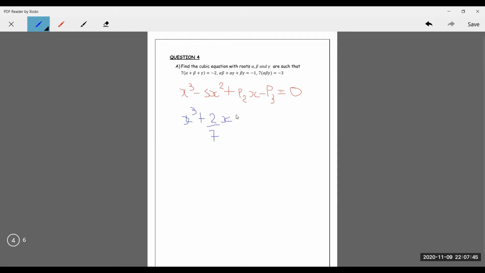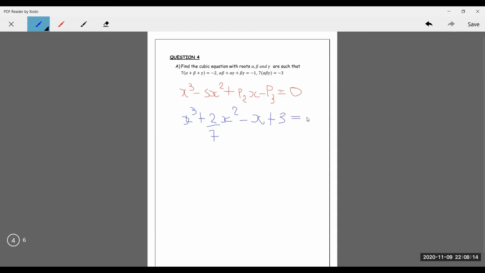plus p2. Now p2 is just the product by 2. Alpha beta, alpha gamma, beta gamma. That's the product by 2. P2 is negative 1, so it becomes minus x. And then minus P3. Minus P3, the product by 3 is negative 3. Minus 3 is plus 3 equal to 0. And that's the answer. You're finished.